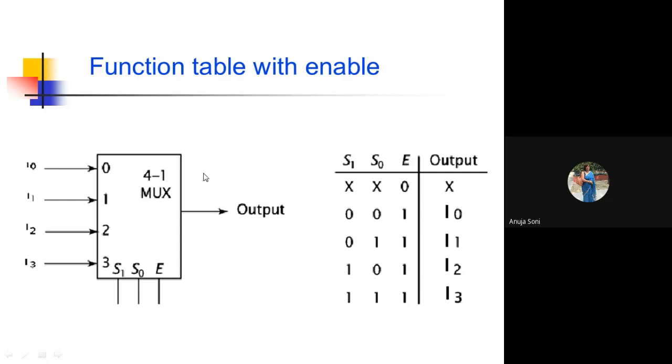Now I told you that we will have input lines in terms of 2 raised to power n. And always there will be one output line. As per the number of input lines, the number of selection lines will be there. Means if it is 2 raised to power n, then n selection lines will be there. Here 4 input lines are there, 4 means 2 raised to power 2, so 2 selection lines will be there. Those selection lines ultimately decide which of the input lines will be chosen, and that will become the final value of the output.